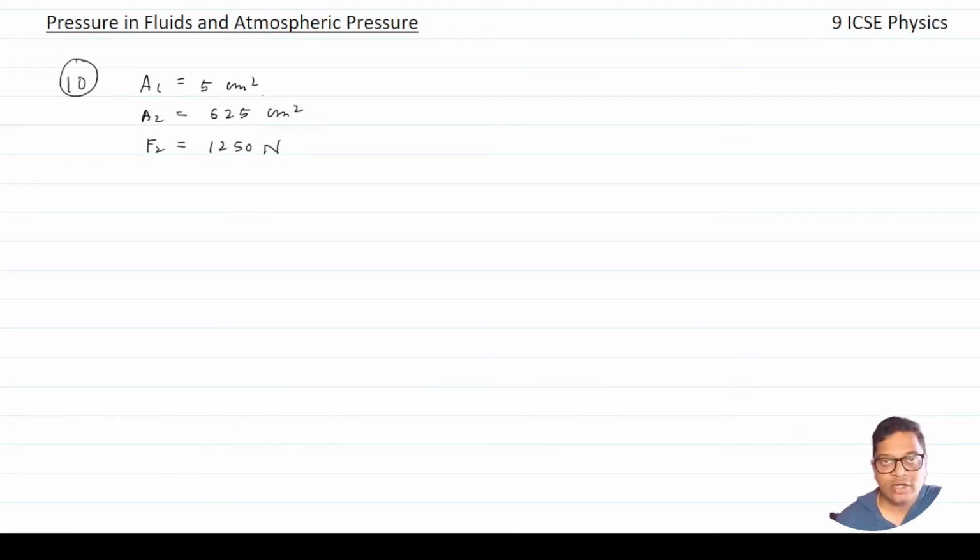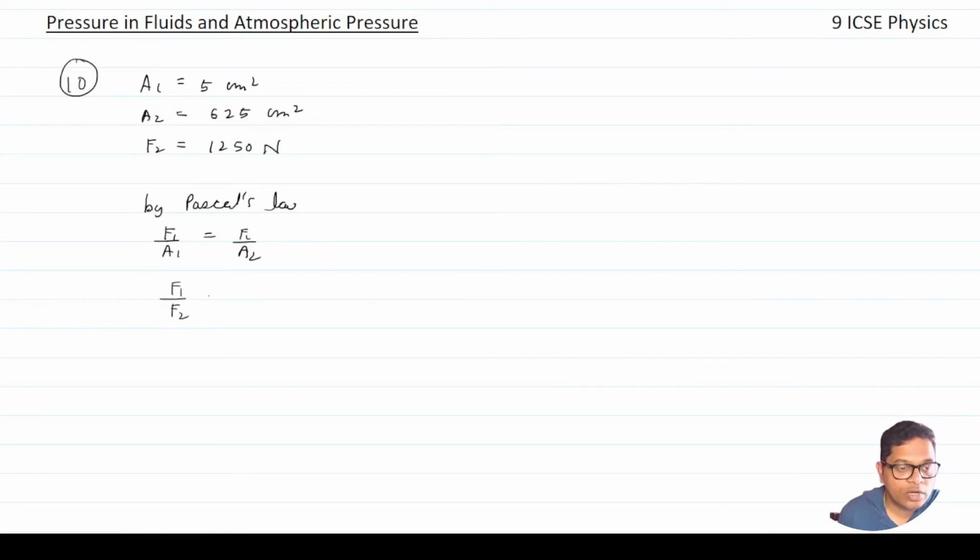In question number 10, the area A1 is 5 centimeters squared, A2 is 625 centimeters squared, and they have given F2, the force experienced on the bigger piston, that will be 1250 Newton. Though this area is given in centimeter square, we do not need to change it into meter square because it is a ratio. So again, by Pascal's law, we have F1 upon A1 equal to F2 upon A2.